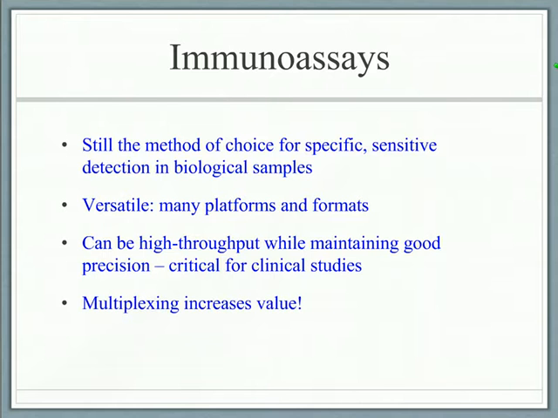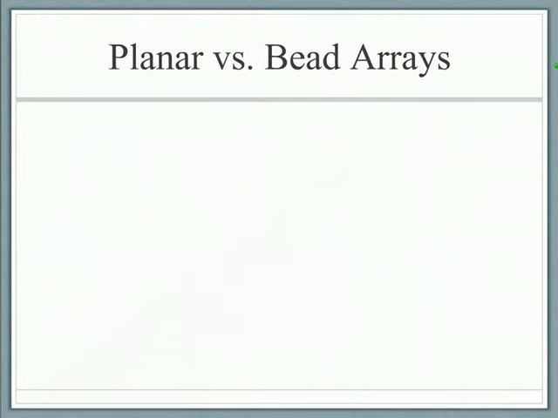And the topic of today's seminar is multiplexing, which is the ability to run multiple immunoassays in a single run or in a single experiment. This ability increases the value because we can get measurements on many different analytes at the same time. So I'm going to talk now about the two main types of formats that are used for multiplexing assays, and those are the planar and bead arrays.